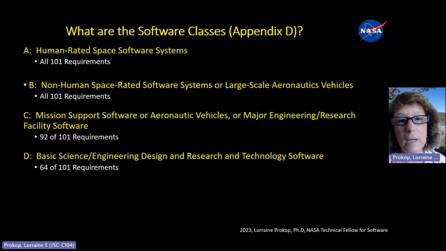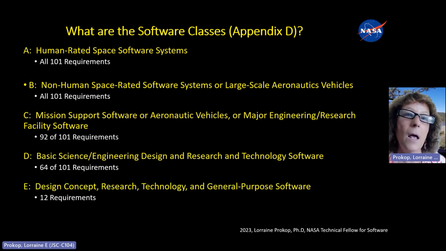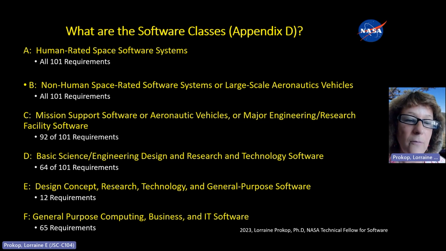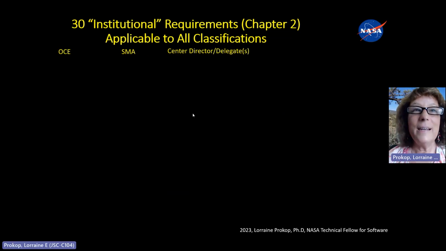Class D is basic science, engineering, design, research, and technology software. 64 requirements apply to that. As far as things that are non-IT, Class E is the lowest pedigree, I would say, where it's concepts, prototypes, technology, some research. Again, I point you to the document. And then the last class is Class F. This is general purpose computing and IT software, much like PowerPoint that I'm using, and 65 of the 101 requirements apply to that.